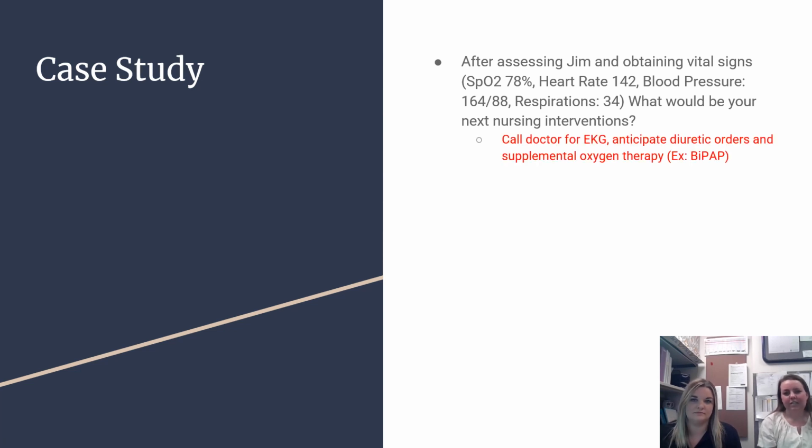As a nurse, you would expect to call the doctor for an EKG to assess his rhythm to see if his heart rate is just sinus tach or possibly a different arrhythmia. You would anticipate some diuretic orders to help get that fluid off of his lungs, and you would expect supplemental oxygen therapy, likely BiPAP, since his respirations are 34 at rest and his SpO2 is 78%, because that would help provide some pressure support and help increase his SpO2.